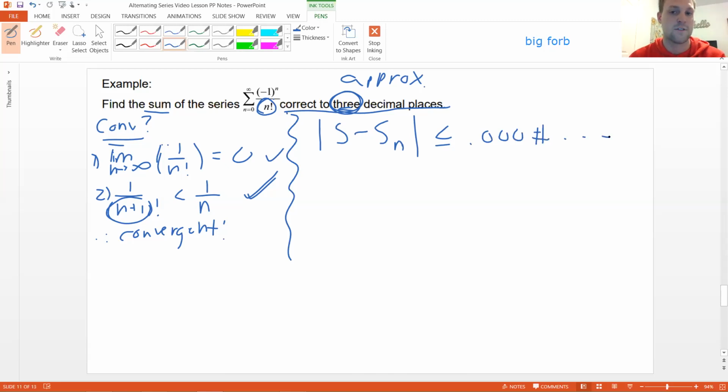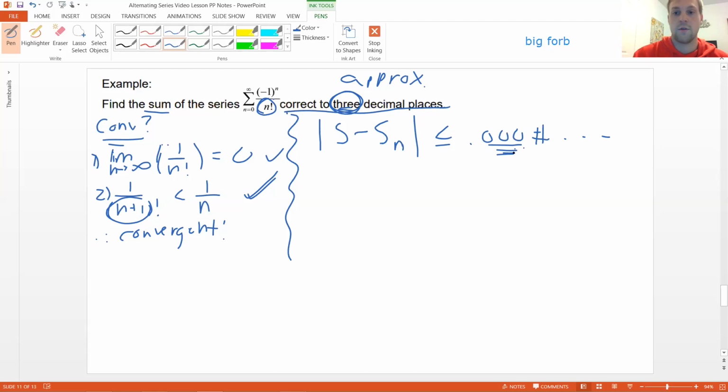I want that difference to be less than or equal to 0.000. That will ensure if the difference is within that range, then that's going to mean that my partial sum is within 3 decimal places of the actual sum. Does that make sense? So the difference between the infinite sum and the partial sum, I want it to be off by no more than 3 decimal places. Okay. All right.